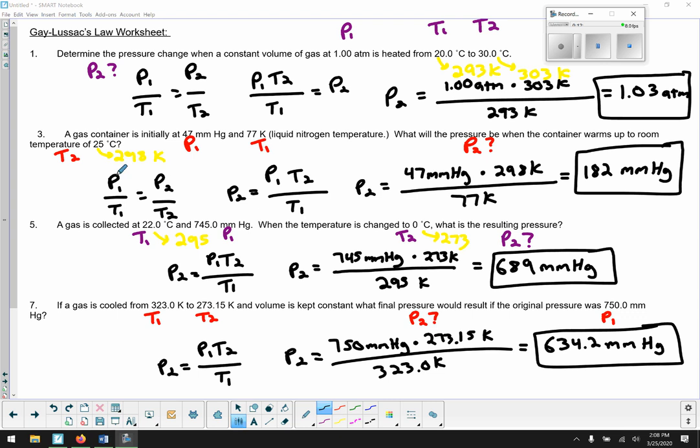Other than that, I think these are fairly straightforward. They're all looking for the second pressure, so the rearrangement is the same. Just plug in the numbers and be careful, because you can have more than one unit of pressure. Whichever one they use, that is what you would get out if you're looking for the second pressure. So that's the Gay-Lussac's law worksheet.